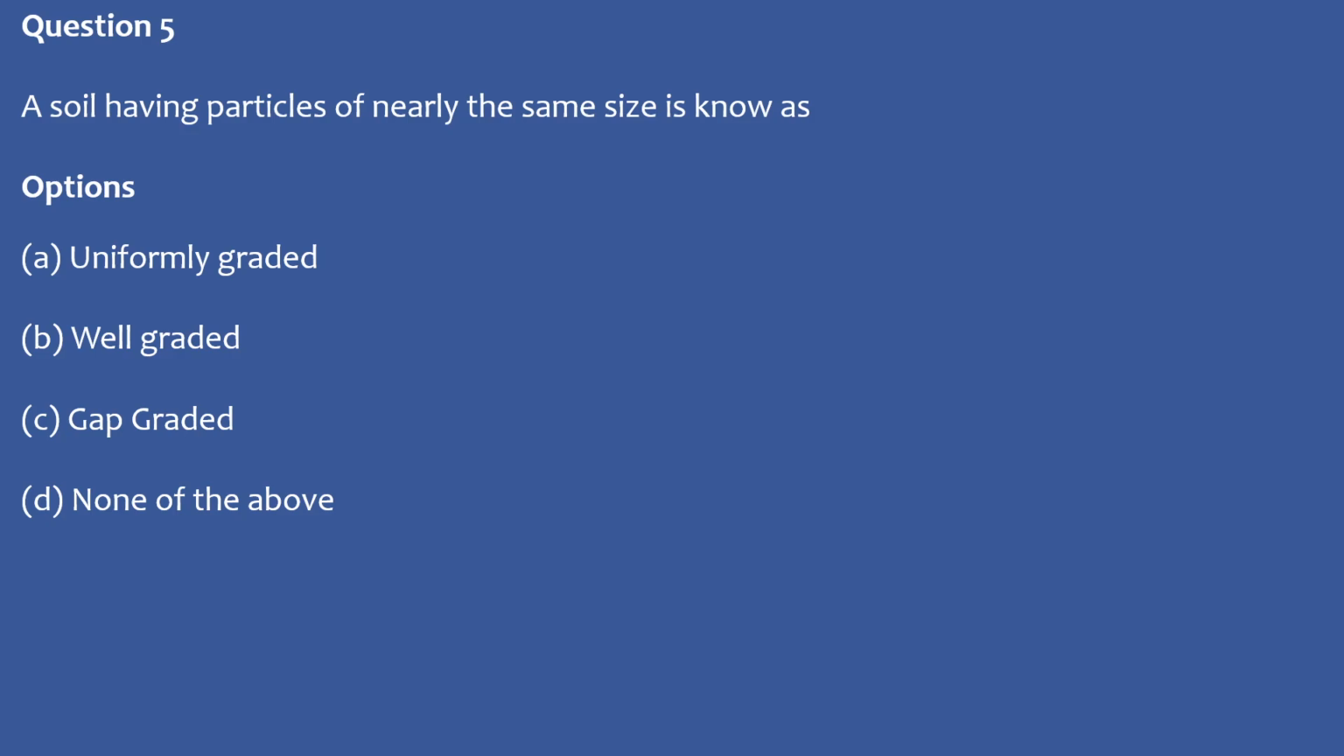Again, this is from our fundamental soil mechanics part. A soil having particles of nearly the same size, what is it known as? Is it uniformly graded, well graded, gap graded, or none of them?